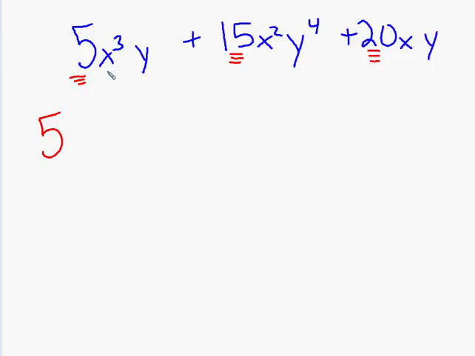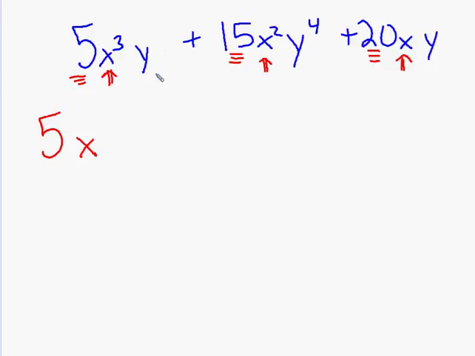Okay? Now let's look at the x's. Now I have an x cubed, an x squared, and a single x. Now I can't take out more x's than I have. I can take out only one x. I can't take out 3 of them because this term over here only has 1.